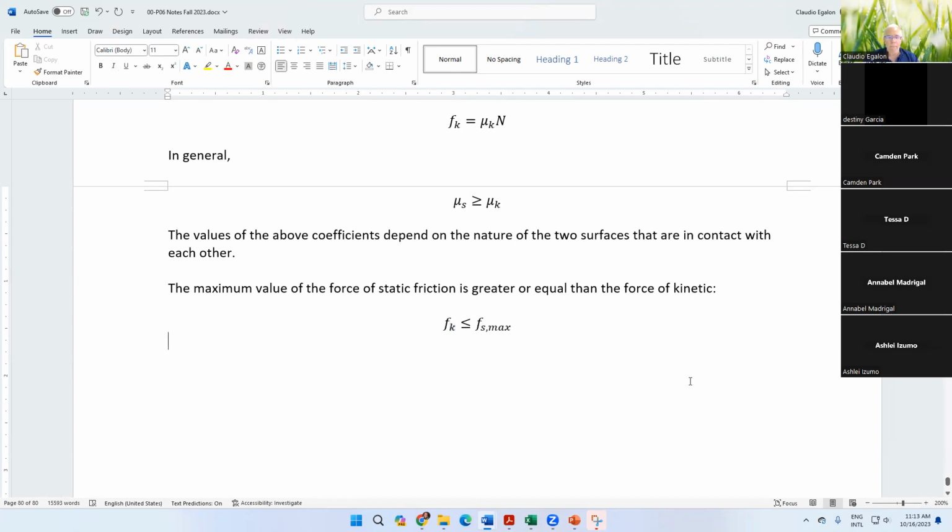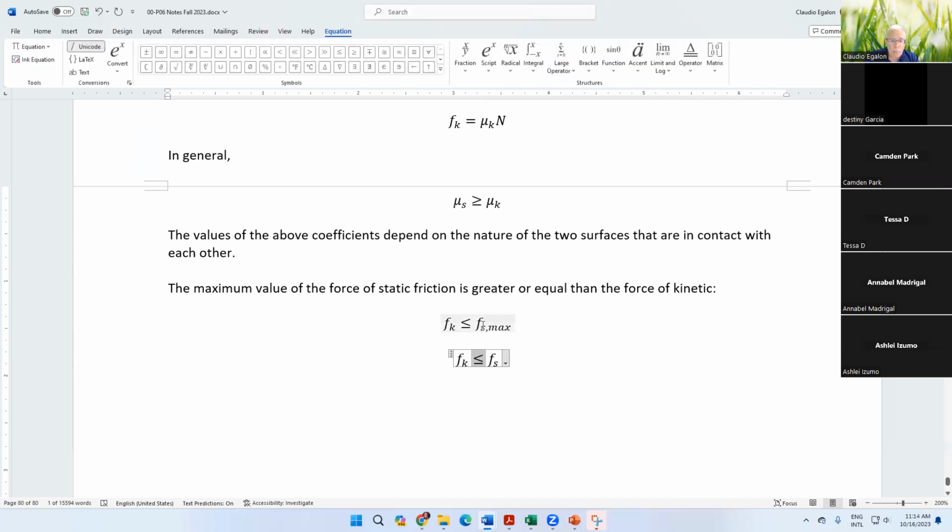Remember, the force of static friction is always less than or equal to its maximum value. It's not necessarily less than or equal to the kinetic friction, so this one doesn't apply. The force of static friction may be less than the force of kinetic friction, but not the maximum value. Don't mix up this thing with this thing.